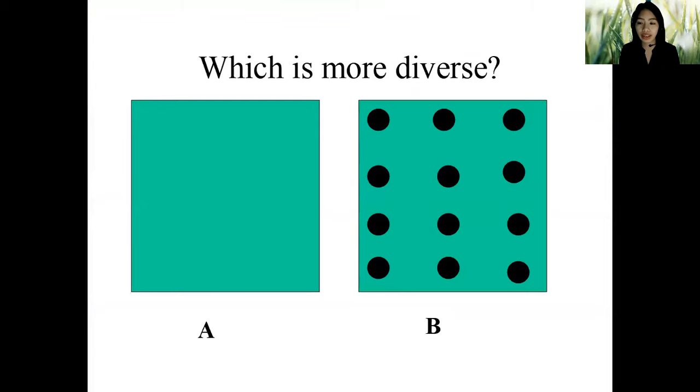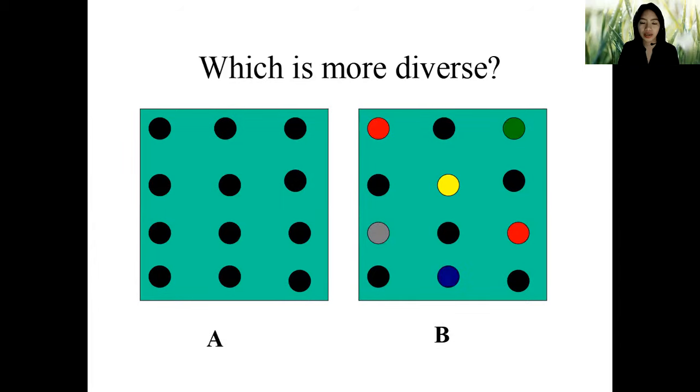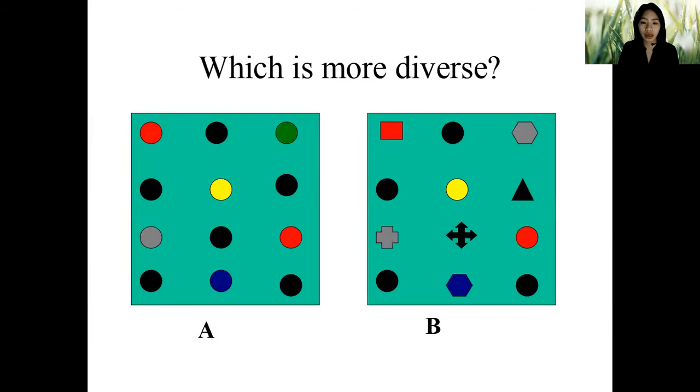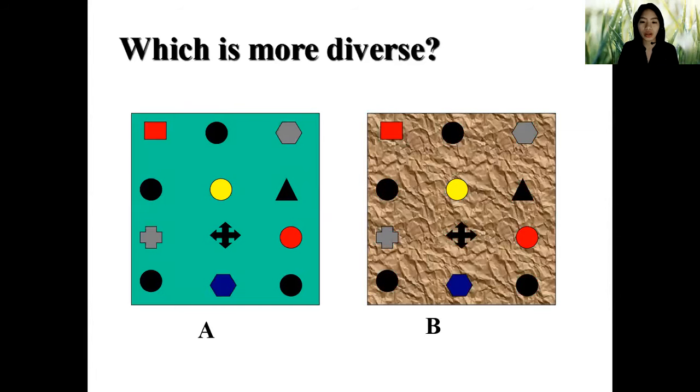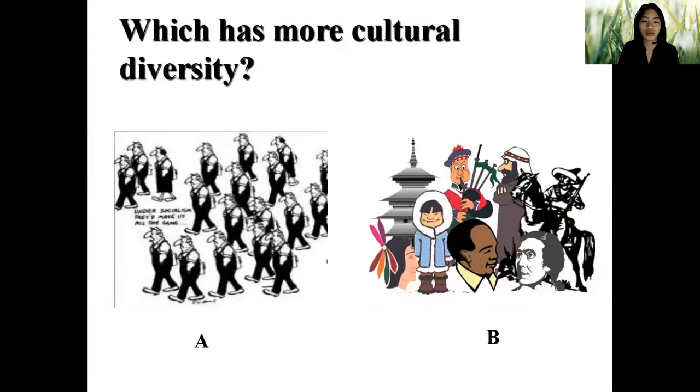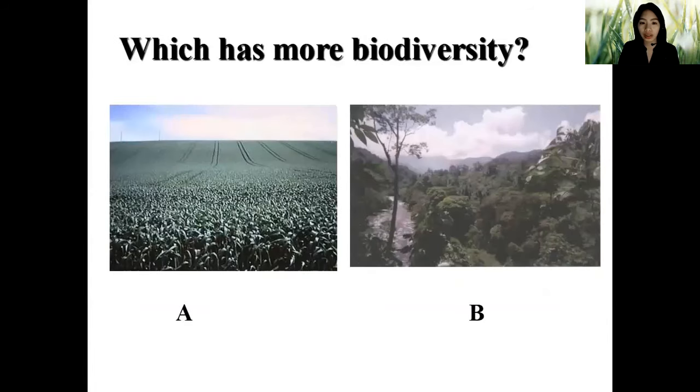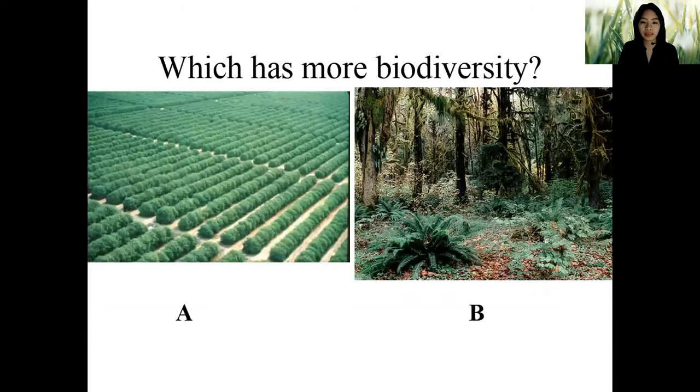So, which is more diverse, A or B? You compare A and B. Which is more diverse? How about this one? Which is more diverse? How about this one? A or B? How about this one? Which has more cultural diversity? A or B? Which has more biodiversity? And this one? Which has more biodiversity?